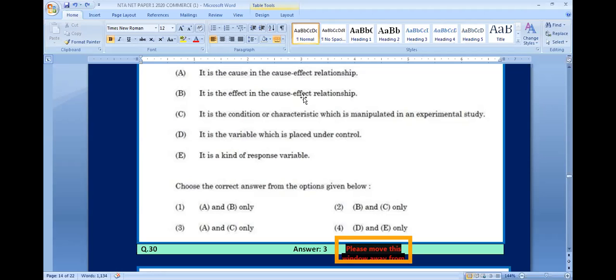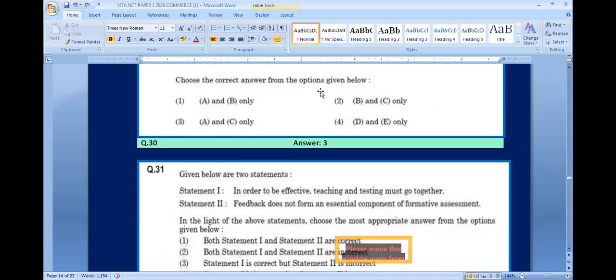If you take prevention medicine, you can avoid diseases. That is a prevention medicine. That is called cause, the cause and effect relationship. It is the condition or characteristics which is manipulated in the experimental study. That is correct. You are allowed to manipulate the independent variable in the research. So A and C.